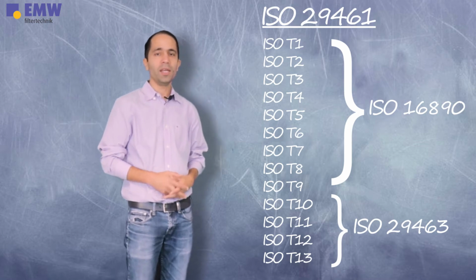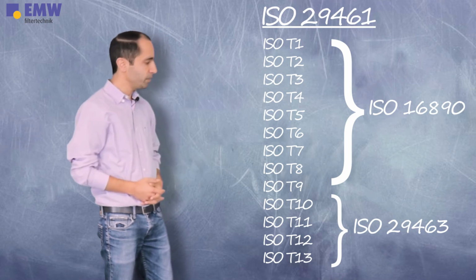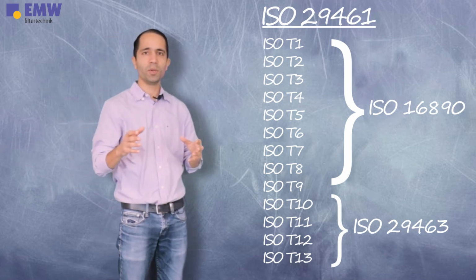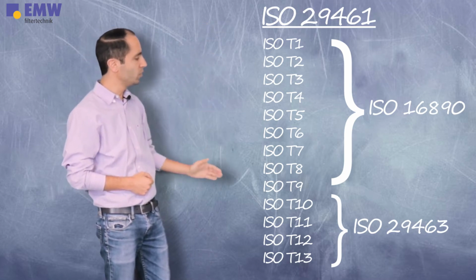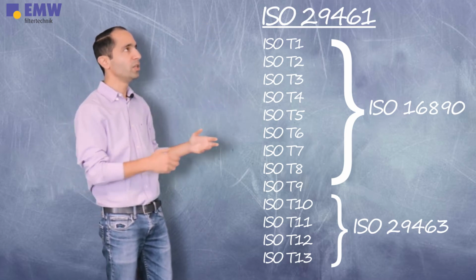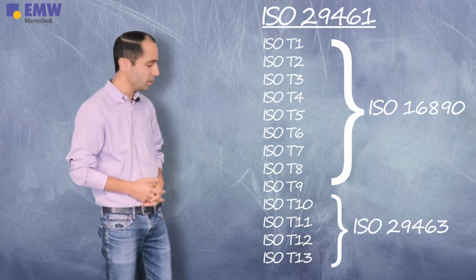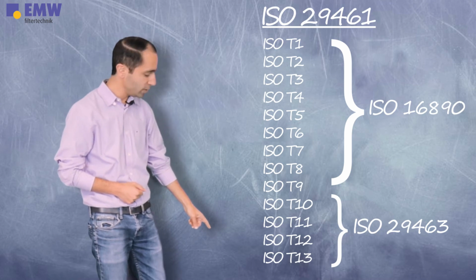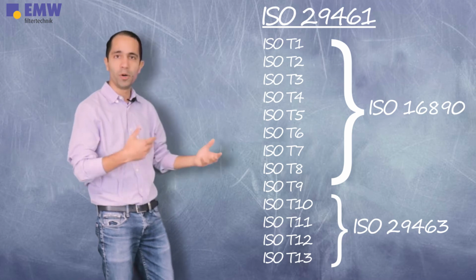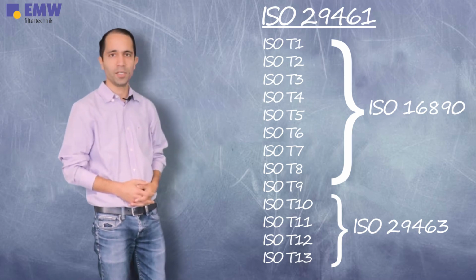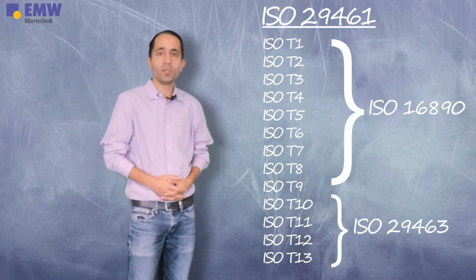And I know this kind of stuff was very theoretical, but to give you a better picture of which kind of filters we talk about, you can compare the filter classes T1 to T9 with the G filter classes and the fine filter classes, which you have known for many, many years. And the higher filter classes, T10 to T13, are pretty much comparable with the EPA and HEPA filter classes.